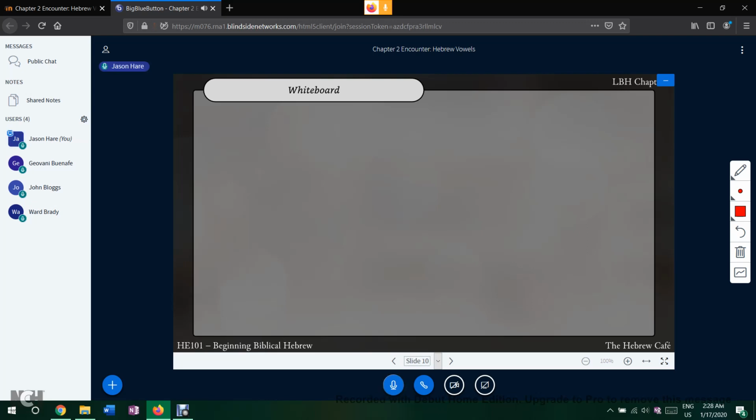Let's say that we have the word mother. Mother is ima. Aleph, Mem, Aleph. This actually comes from Aramaic, but it'll work for Hebrew as an example. What we have here are 2 syllables. We've got imma. Imma means mother. The Hebrew word for mother is em, but it's related directly to this.